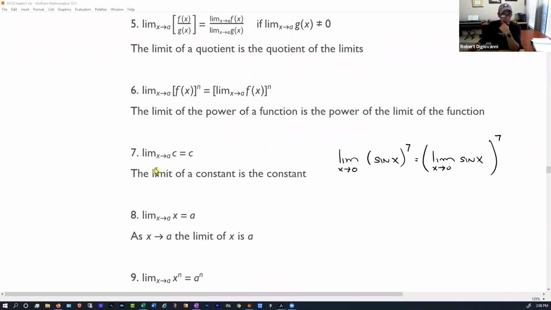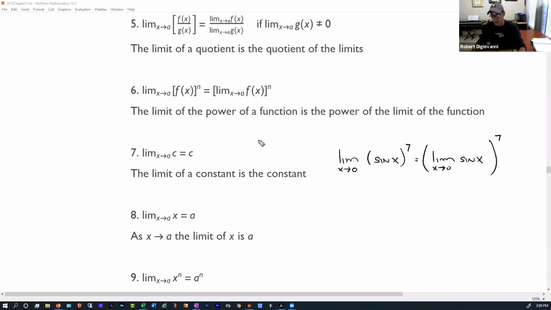Okay, the next one says that the limit of a constant is a constant. This is what Benjamin was asking earlier. Benjamin asked, hey, what if we have a function that's constant? Then the limit from everywhere should be that constant. And that's what this limit law is saying.